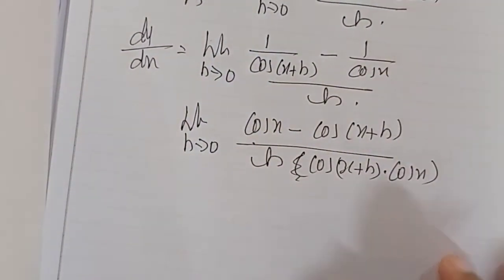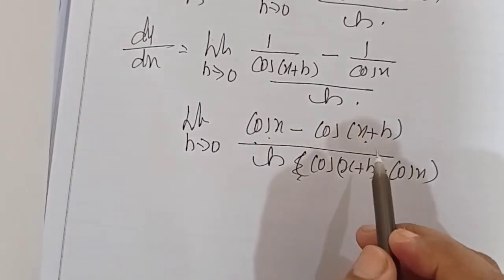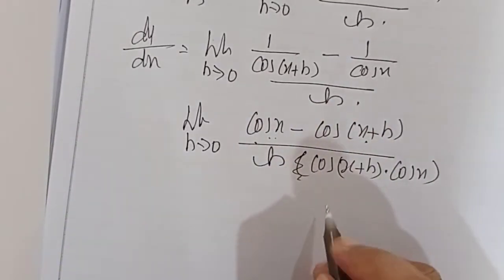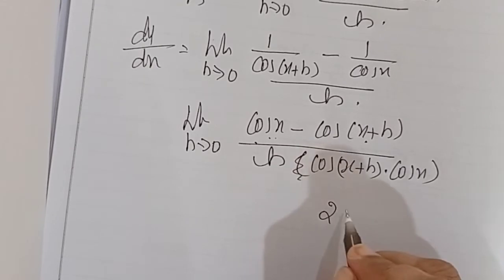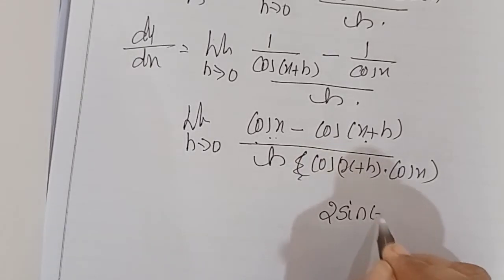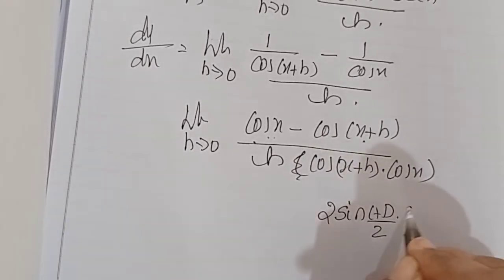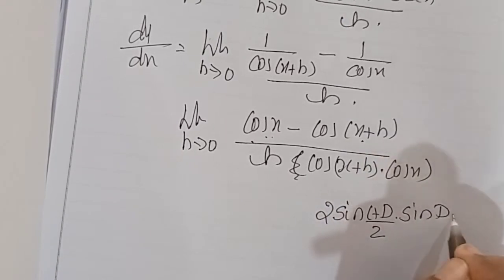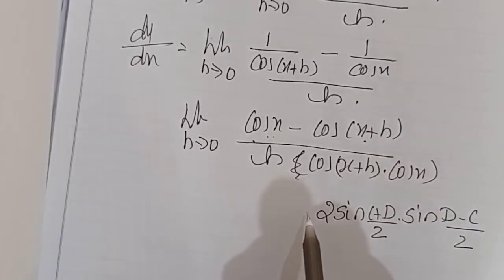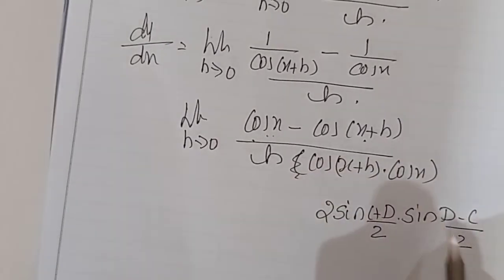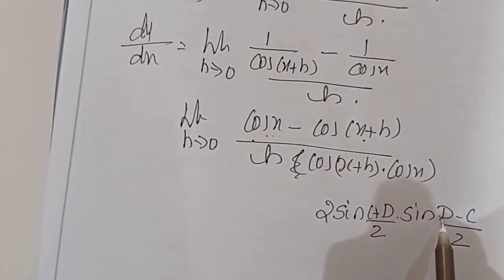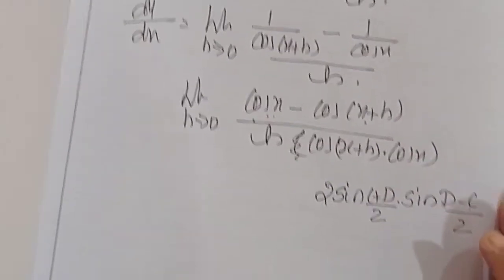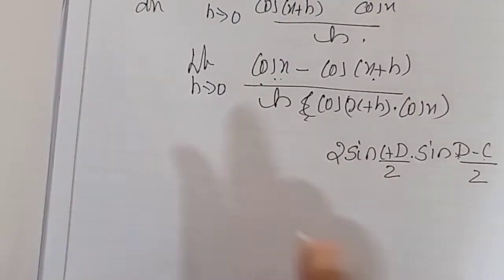Once again, what is cos C minus cos D? One formula is 2 sin((C+D)/2) into sin((D−C)/2). If you put the negative in the first step, you have to write here C minus D, otherwise D minus C. Both the steps are right.